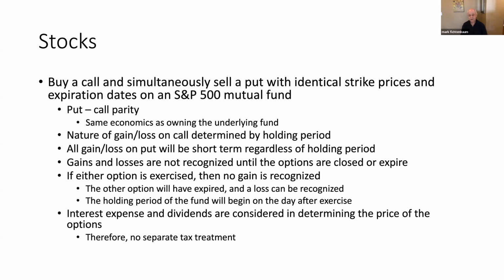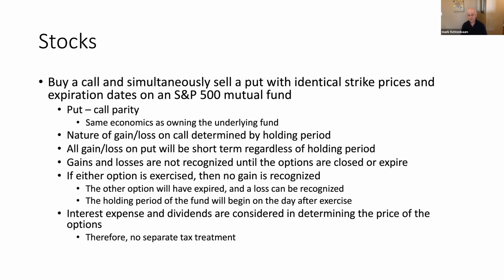Any gain or loss on the put, though, is going to be short-term. And why is that? We've sold the put. Holding period is irrelevant. Now, if the mutual fund goes way up in price, the majority of our gain is going to be on the call. And so the majority of the gain should be long-term. If it moves up very slightly, we might actually have a loss on the call and a gain on the put. So you've got to watch that. But again, we're getting very different tax results than if we own the S&P 500 outright.